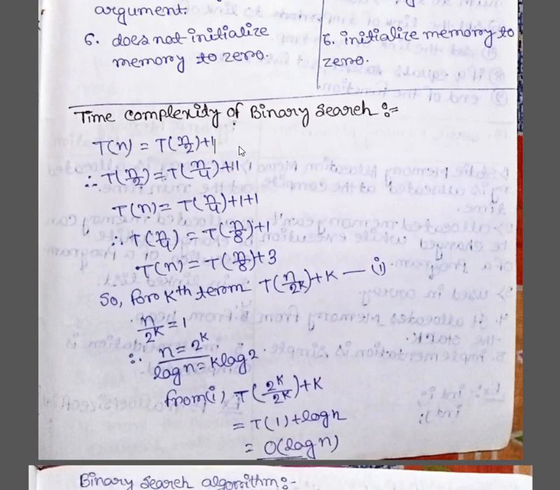Here let me say one thing: when it comes to binary search or merge sort, always the time complexity is bigger of log n or n log n. Just memorize it like this. When the whole array is divided into two even parts, then always the time complexity will be in terms of log n.